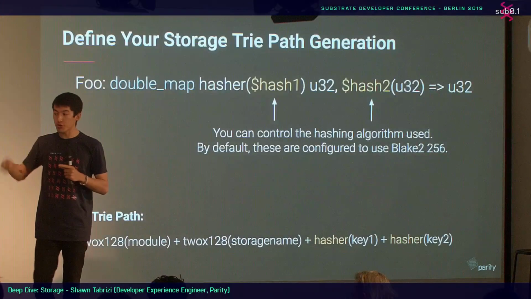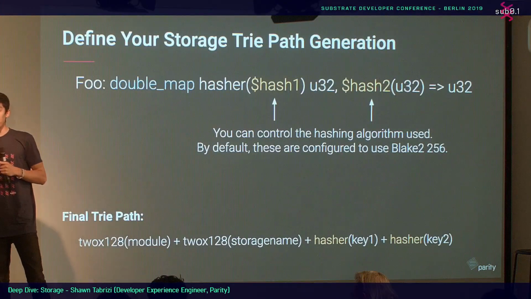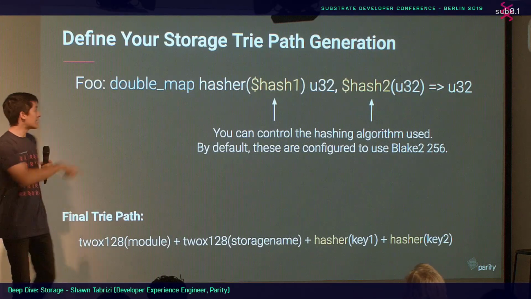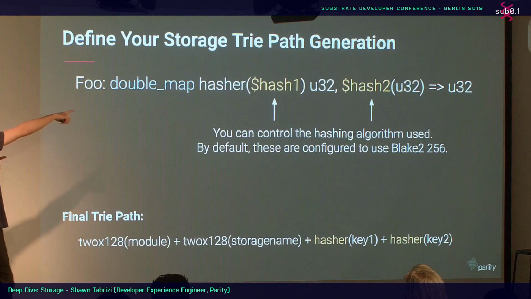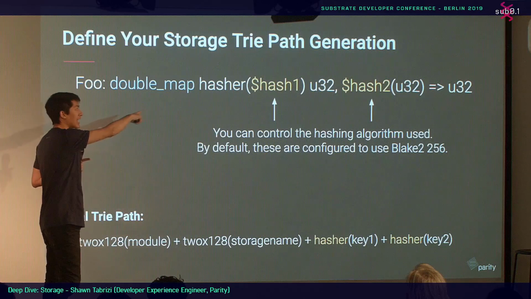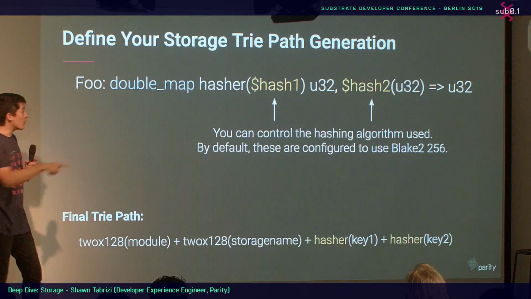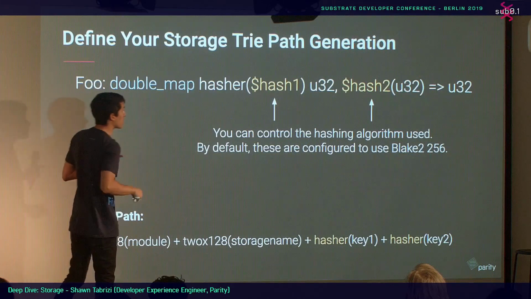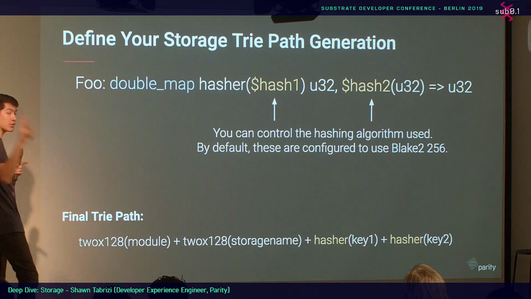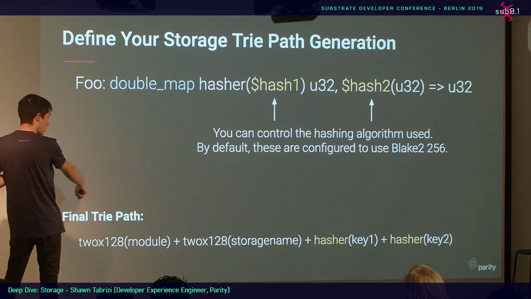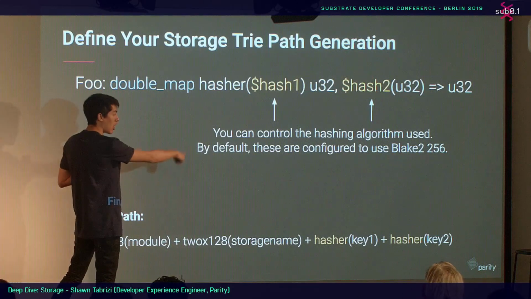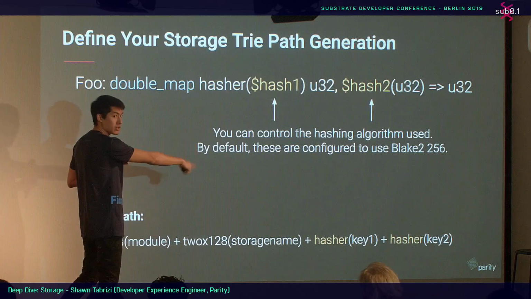Okay, so you can also, using our friendly APIs and the declare storage macro, define the storage tree path generation. Here's an example of what you would write in your declare storage macro for a double map. You can see you're allowed to use different hashing algorithms depending on your needs. If you define something like this in your code, the final tree path will be the hash of the module, concatenated with the hash of the storage name, concatenated with the hasher you choose on key 1, and then concatenated with the hasher you use on key 2.